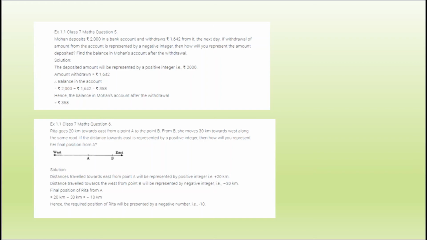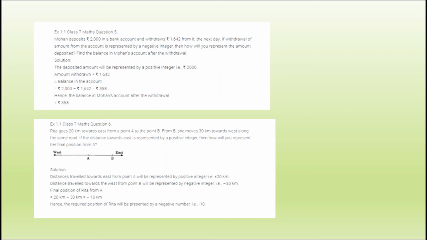Let's move to question number 5. Mohan deposits rupees 2000 in a bank account and withdraws 1642 the next day. If the withdrawal amount from the account is represented by a negative integer, then how will you represent the amount deposited? And find the balance in Mohan's account after the withdrawal.